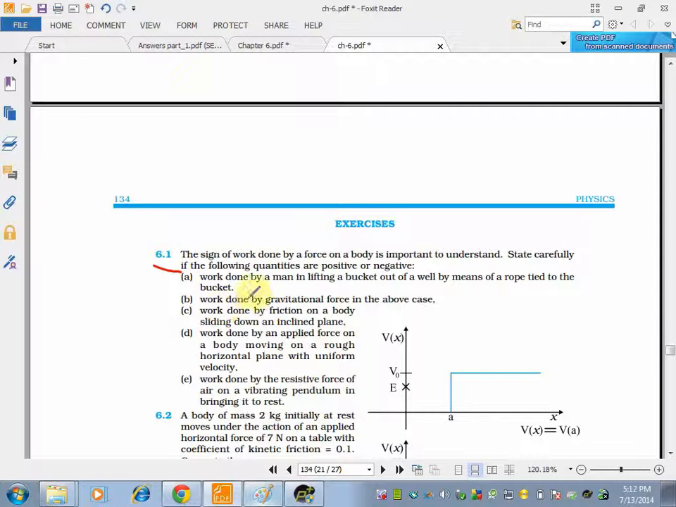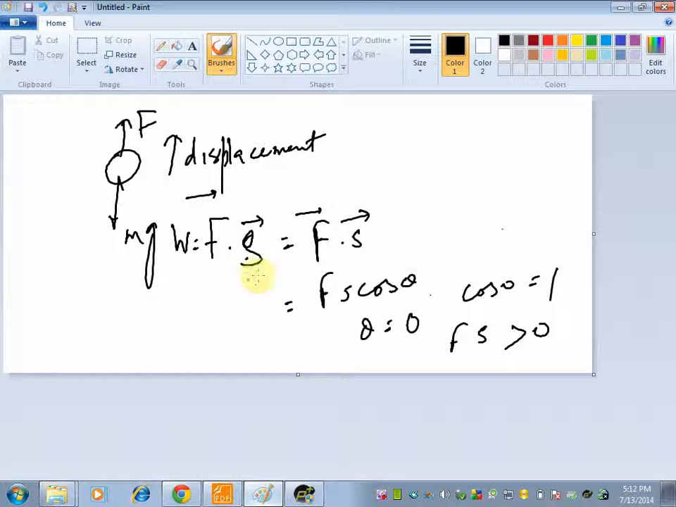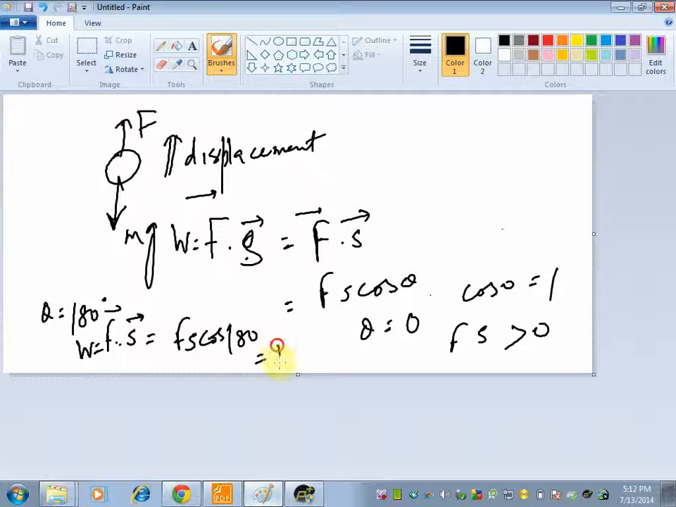Now let us deal with the second, work done by gravitational force in the above case. In this case, gravitational force is acting downward and displacement is upward, so theta will be 180 degree. So if I find out F dot S here, which is our work done, it will be Fs cos 180, and cos 180 is -1, so it will be a negative quantity, so that is why work done is negative.